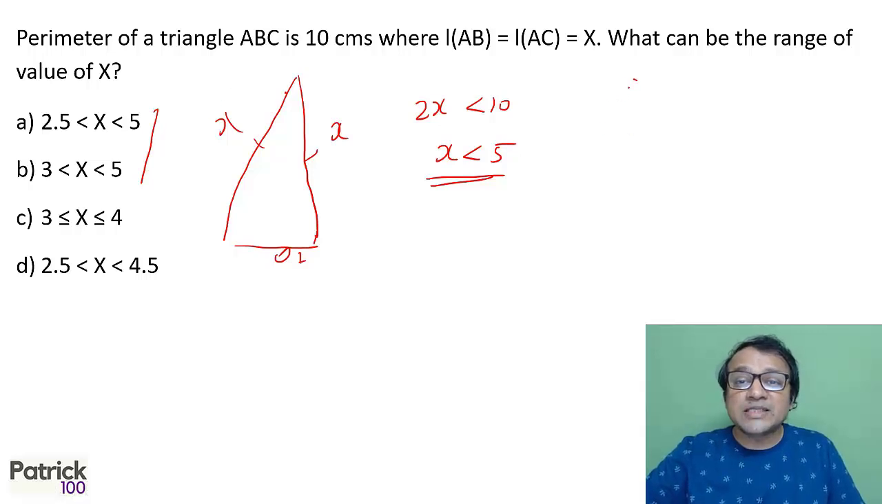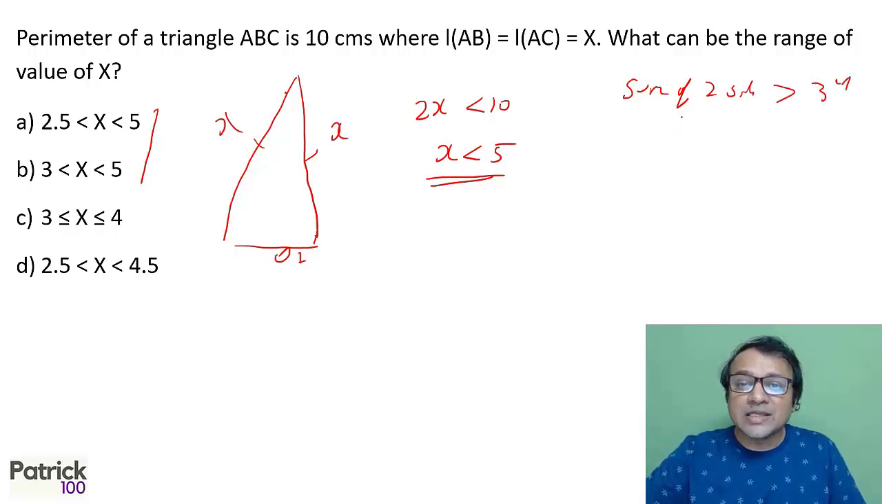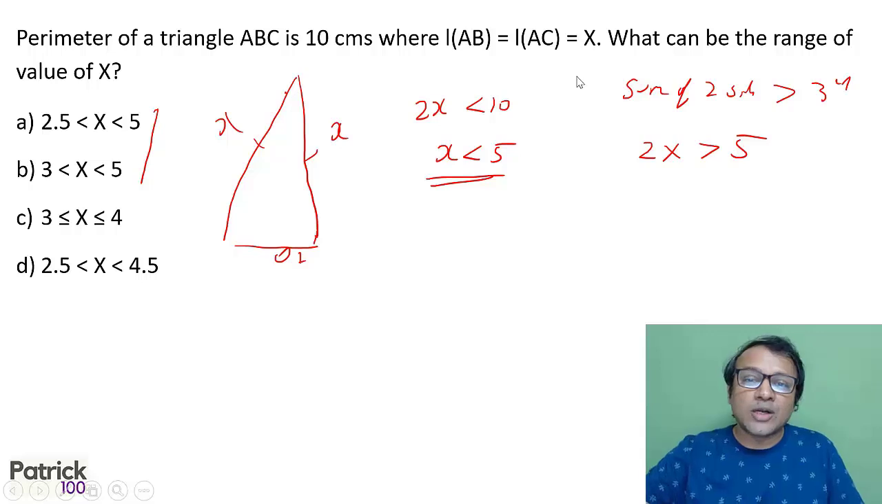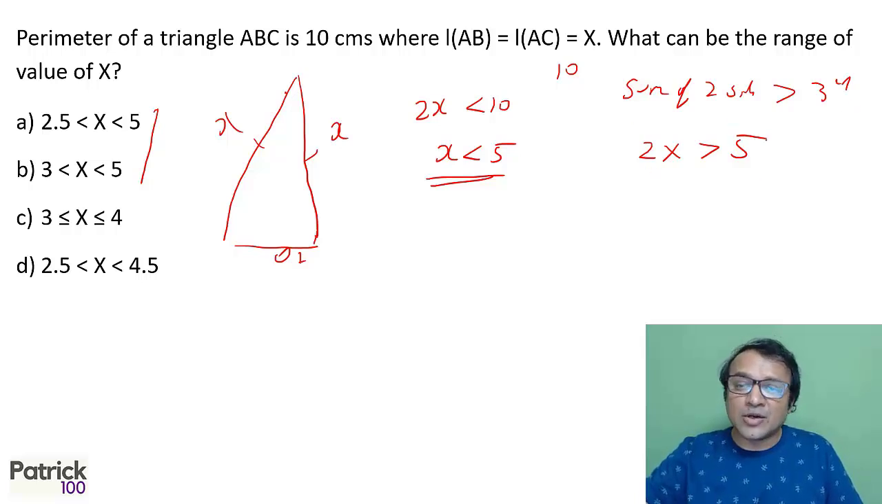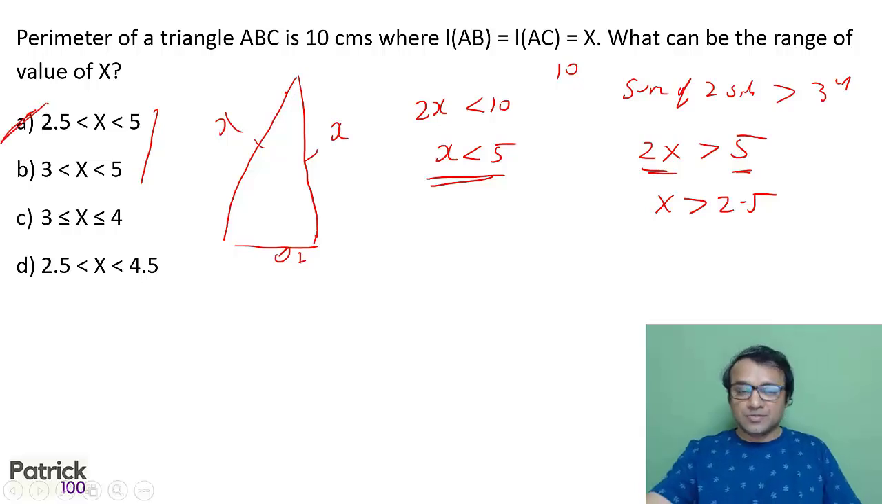Also there is a property which says the sum of two sides will always be more than the third side. In which case the sum of two sides, 2x, has to be more than 5, because all the three sides put together is 10. The sum of two sides can't be less than 5, because then it will be less than the third side. Not possible. So the sum of two sides has to be more than 5, so x has to be more than 2.5. So from that you can make out the answer is A option.